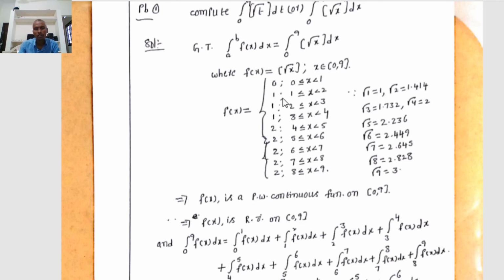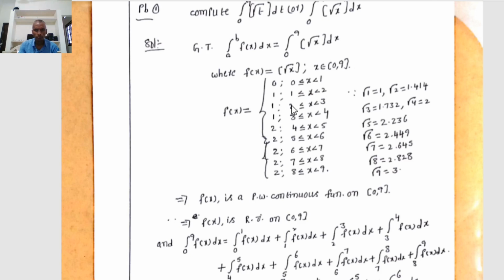Next, where x values lie between 1 and 2. Suppose root 1 equals 1. Therefore 1 lies between the two integers 1 and 2, so the integral part of root 1 equals 1. Suppose we substitute x equal to 1.999 something; its root is 1 point something, which must be less than 2. Therefore the integral part of root x equals 1 for 1 less than or equal to x less than 2.